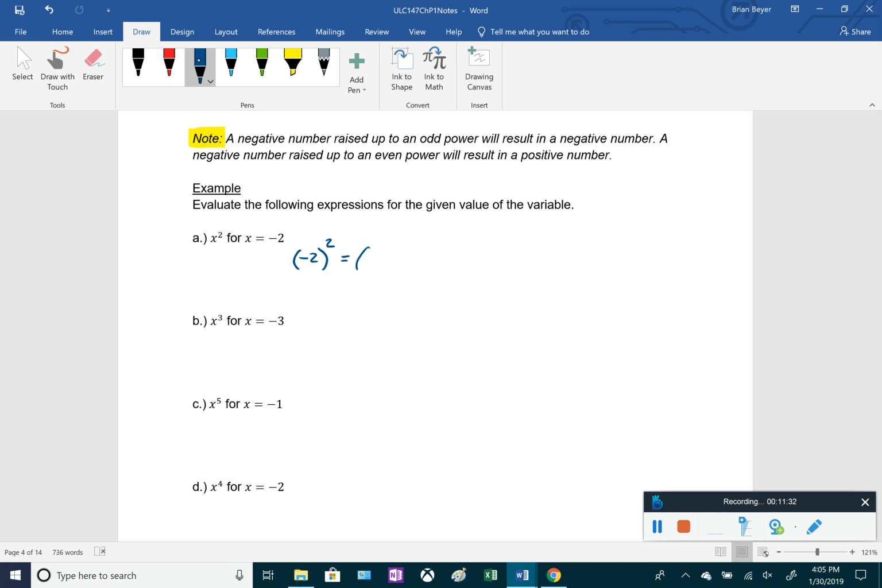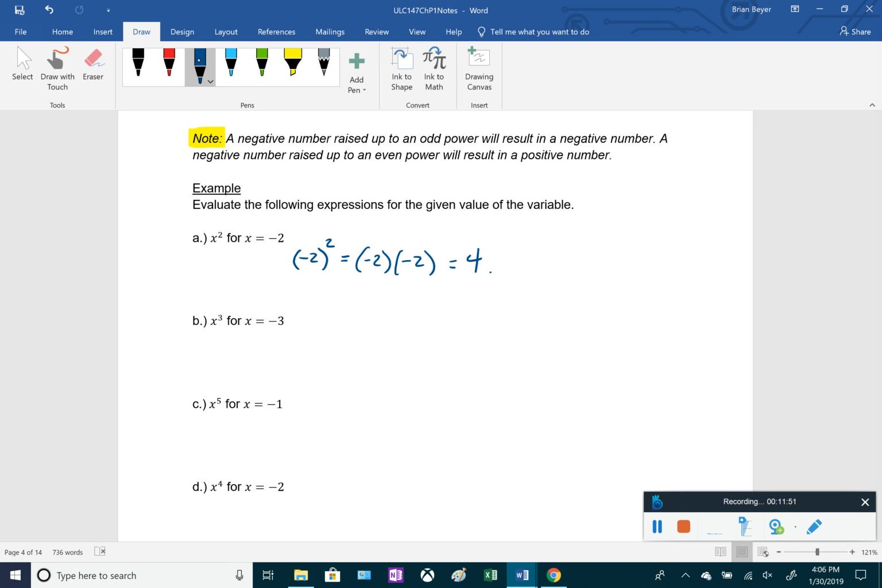So negative 2 squared, we know that is negative 2 times negative 2, right? Just based off of exponents. Negative times a negative is positive. So 2 times 2 is 4, so it equals positive 4. So that's a negative to an even power. It became a positive answer. Let's see what happens for the next one.